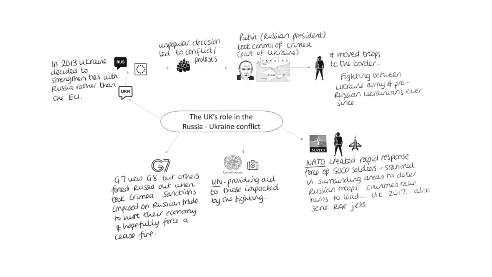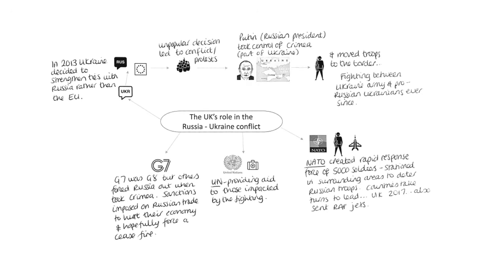We also need to be able to talk about the UK's role in one global conflict. And our example is the Russia-Ukraine conflict. And we need to try to put a bit of an update of what's happened recently. Basically, this stems back to 2013, when the Ukraine decided to strengthen ties with Russia rather than the EU, which was unpopular with local people and led to protests. So Putin wasn't very happy about that, the Russian president. He took control of Crimea, which was part of the Ukraine, and moved his troops to that border. And fighting has taken place ever since between Ukraine and Russia.